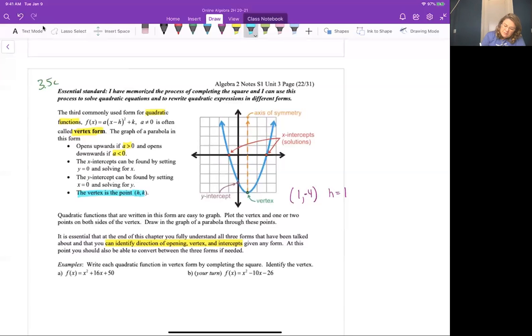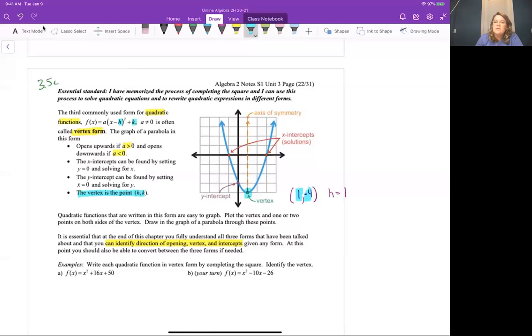So let's take a look at this particular graph right here. Here's the vertex. It has a coordinate of (1, -4). X is equal to 1, and the y-coordinate of the vertex is -4. I can go back up here and look at this formula, and I see that h is a value of 1 and k is a value of -4.